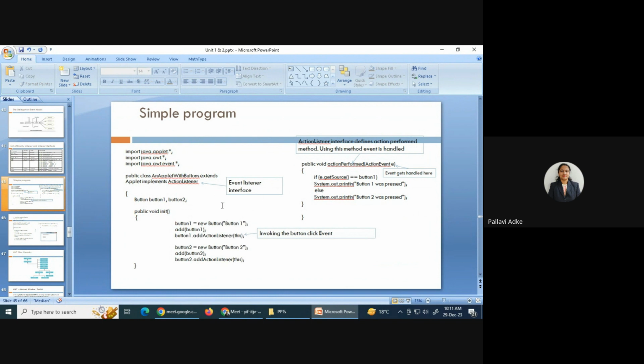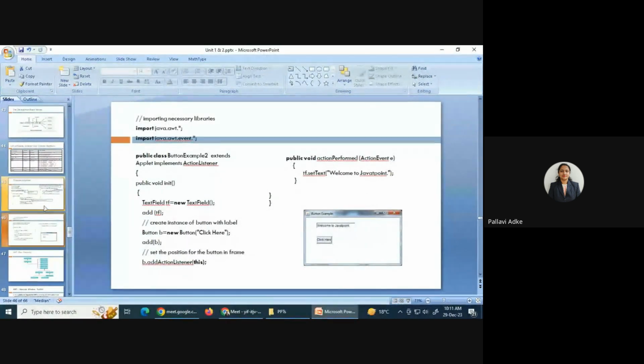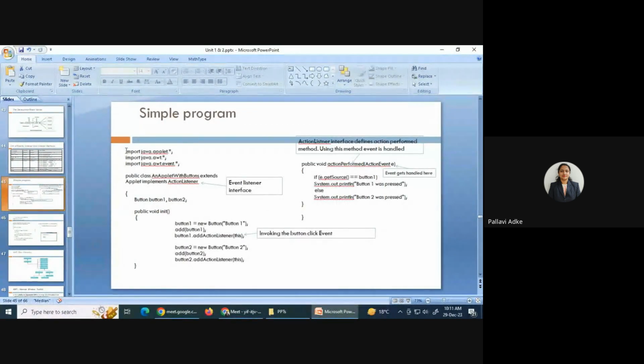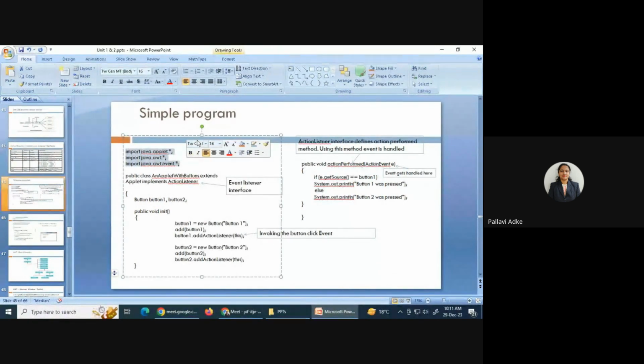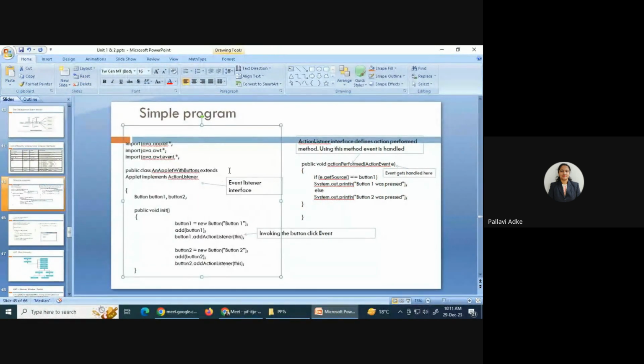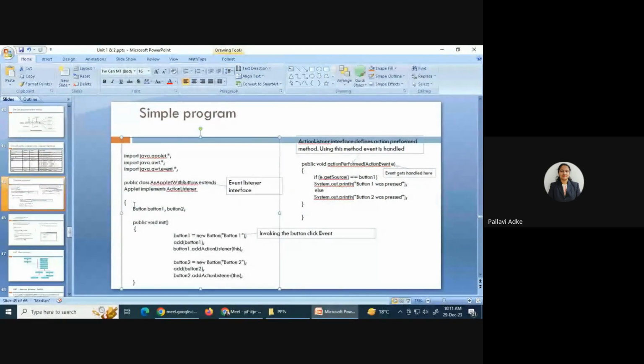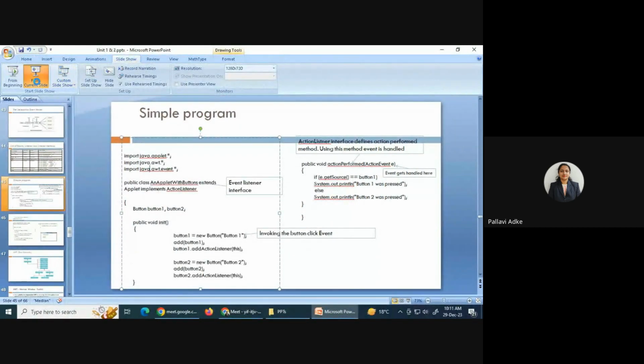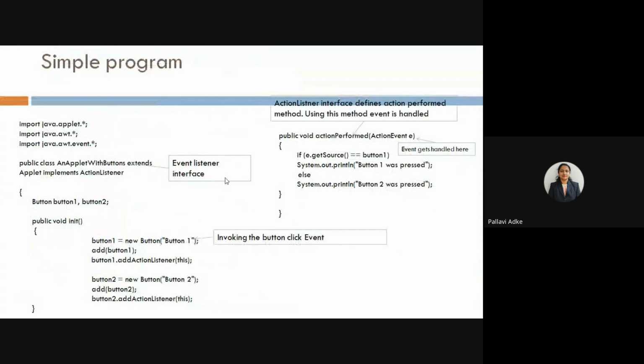Okay, we will see one by one in detail afterwards also. First, try to focus over here. These are the three packages or files we have to include. Fine, import java.applet, java.awt, and java.awt.event. Okay, this particularly we are writing for the event class, so we are mentioning event here.